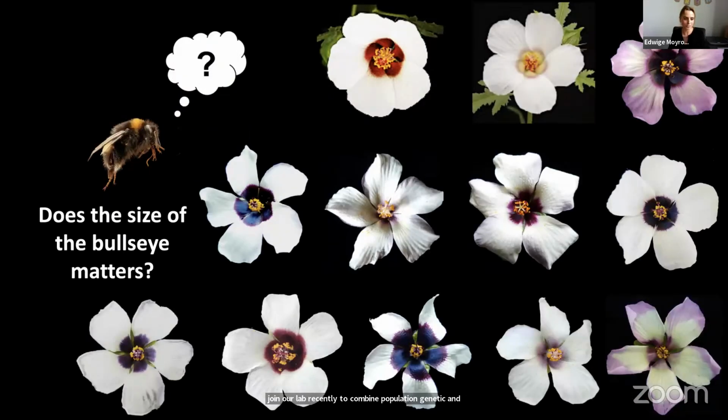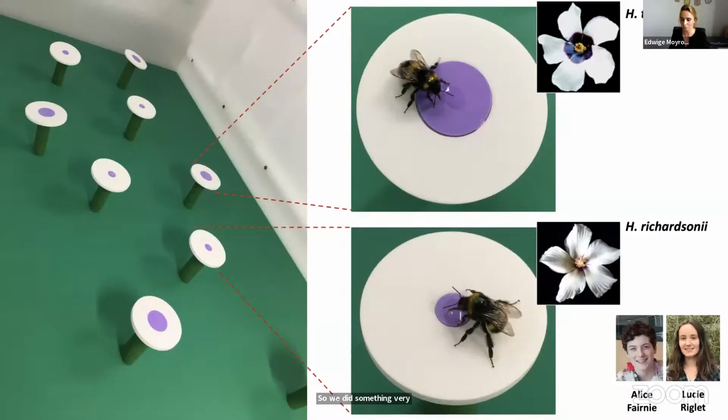Okay, finally, what do pollinators think about this change of bullseye dimension? The first question we wanted to ask bumblebees: can you see a difference when you have two bullseyes that only differ based on their size? So we did something very simple. To avoid bringing confounding factors, we just started with 3D printed discs that differ only in the size of their central bullseye. And we could tell the difference between them very, very easily.